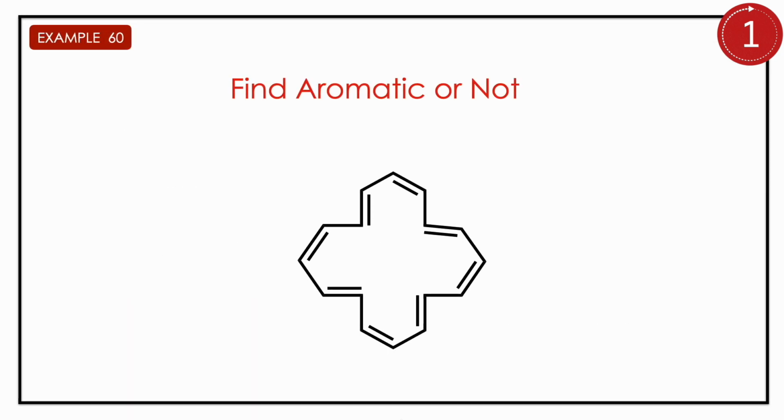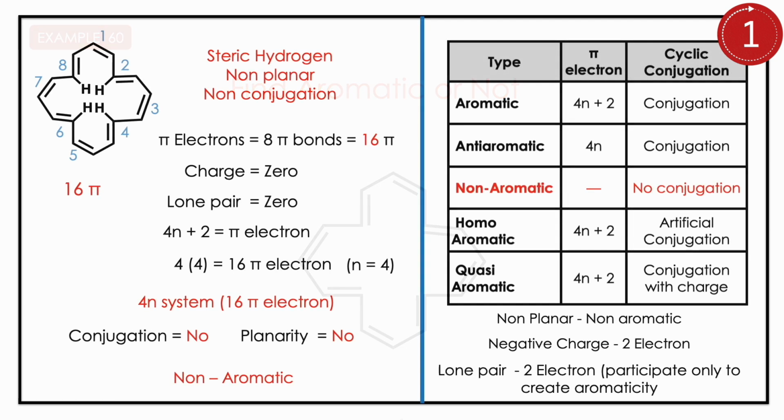Then the next example. You have a macromolecule with many double bonds and a large ring structure. You should find whether the given compound is aromatic or not. As we discussed already, the given compound is annulene, but it has steric hydrogens, which are hidden in the question. If you redraw, you have steric hydrogens. So the compound is non-planar because of steric strain. As a result, it is non-conjugated.